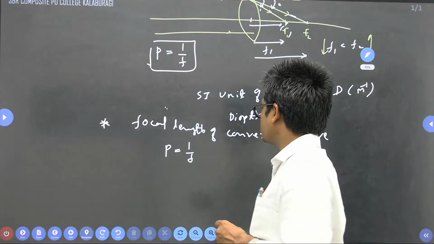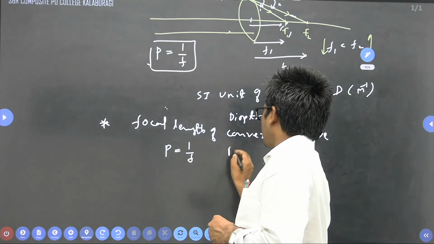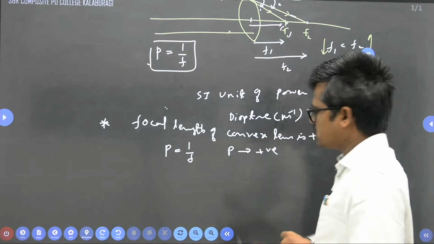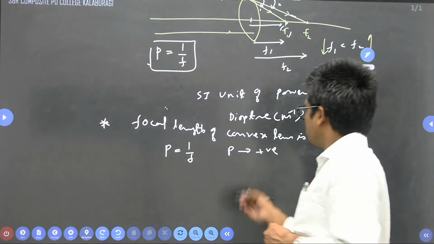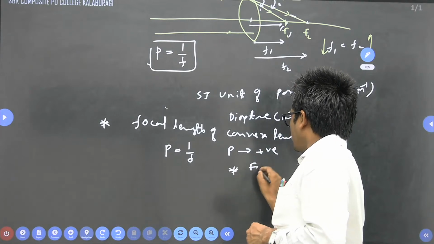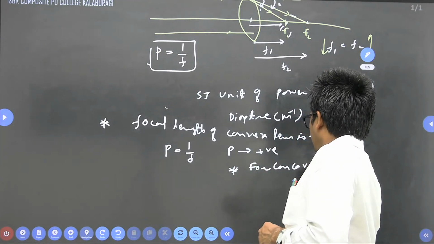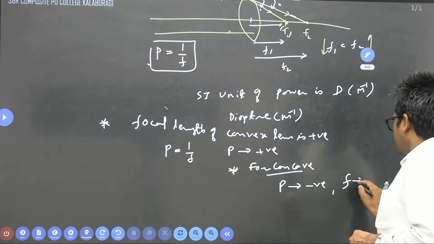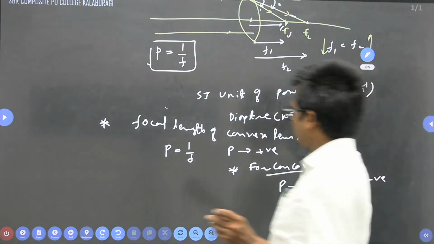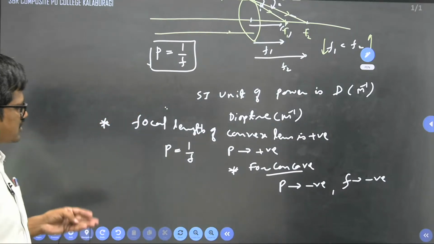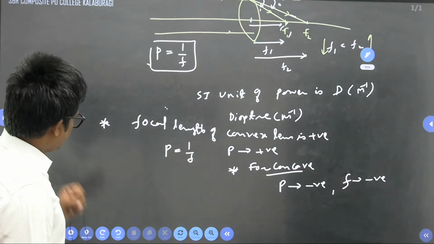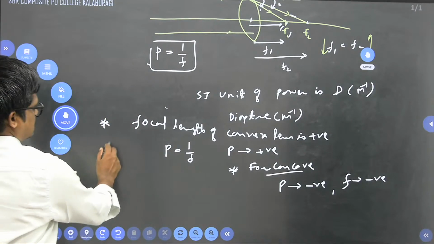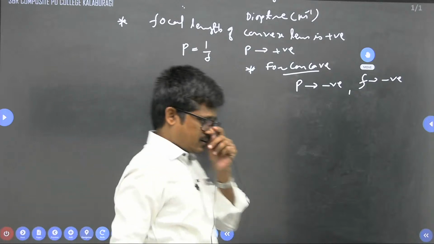Focal length of a convex lens is positive. If positive, then power for a convex lens is also what? If this is positive for a convex lens, power for a convex lens will be positive. In the same way, for concave, power will be negative because focal length of that will be what? Focal length of a concave lens is negative, therefore power of a concave lens will be negative. Got my point? Okay, this is regarding lens, right or not? Right?